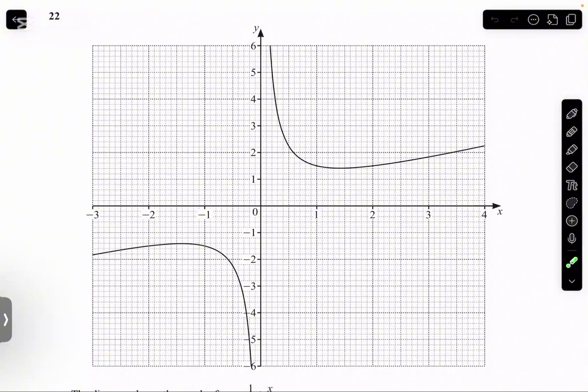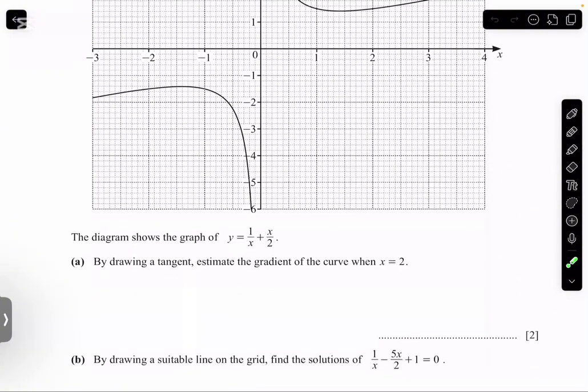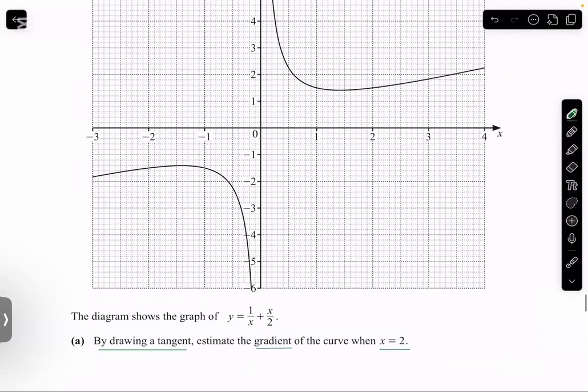So we are given the graph, and by drawing a tangent, estimate the gradient of the curve when x equals 2. So they are first telling us to draw a tangent and then estimate the gradient of the curve when x equals 2. These are a few keywords that we have in the question. So x equals 2.